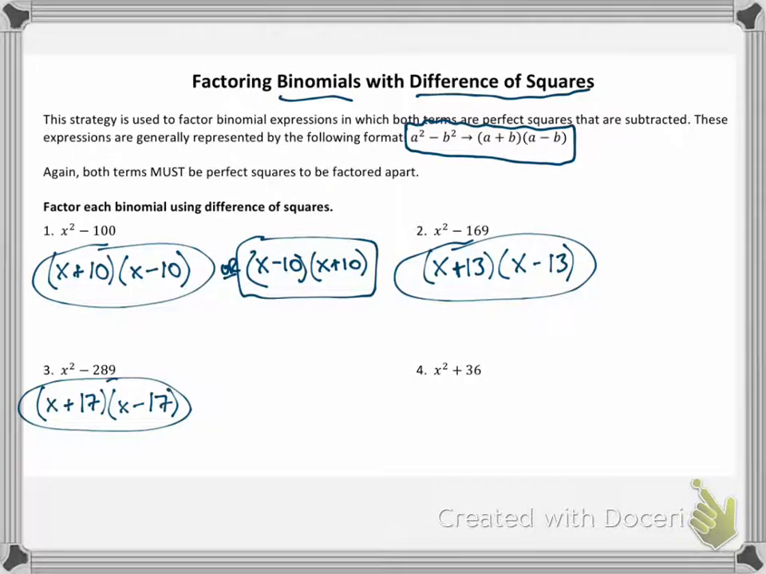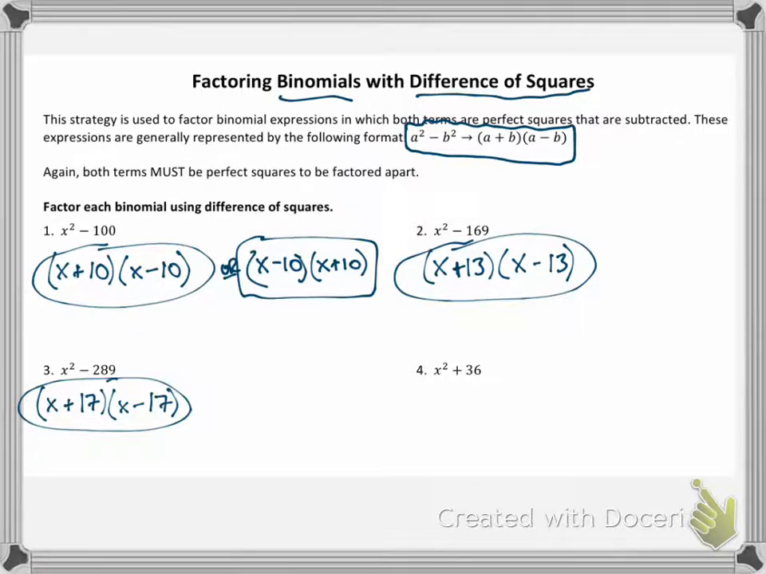Now let's talk about 4. 4 is x squared plus 36. I emphasize the plus because all the other problems so far have been minuses. This is called a difference of squares. If I see the plus sign, that would act like it's a sum of squares. This does not actually factor apart. This is not a factorable problem, and I'm going to explain why.